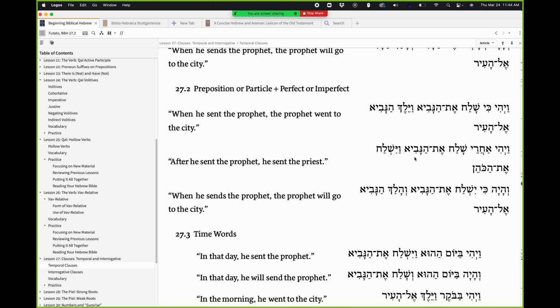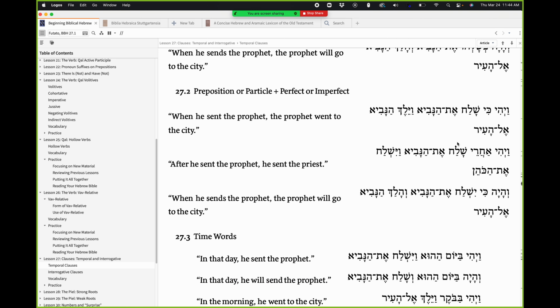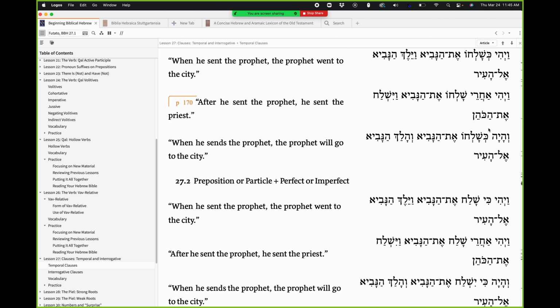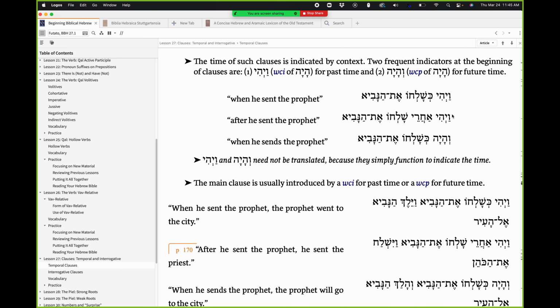This is really similar to what we did up here. I'm actually not sure what the preposition or particle is. I think this is the same. How is this a different sentence? Vayehi achrei shalach. Oh, the difference is this is actually a perfect verb instead of an infinitive construct. Okay.